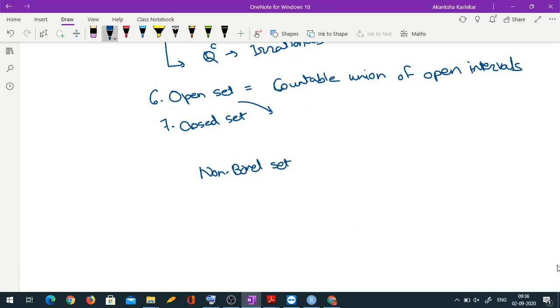From whatever we have listed so far, we know that they can't be open, they can't be closed, they can't be finite, they can't be countable. So some uncountable sets are non-Borel sets, meaning they don't belong to Borel sigma field. Plus they have to be neither open nor closed, because if they are open, they are in the Borel field, and if they are closed, they are also in the Borel field. So some uncountable sets which are neither open nor closed are non-Borel sets, that is, they don't belong to Borel sigma field. Okay, so I'll stop here.